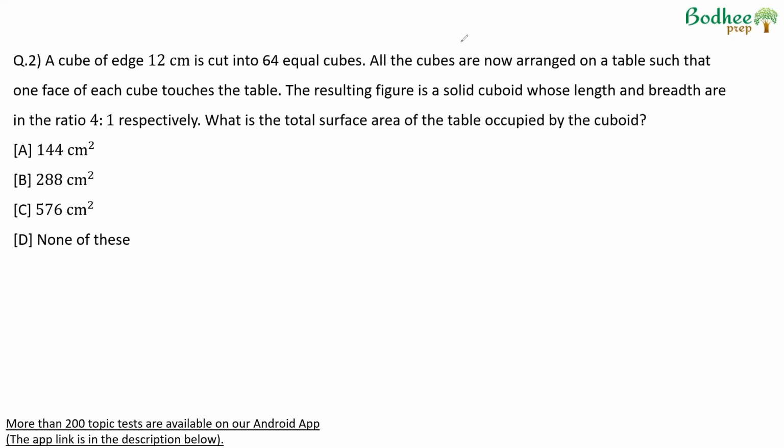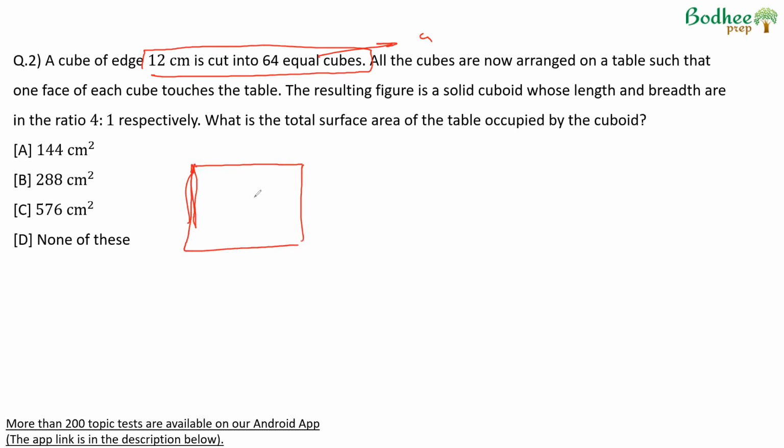A cube of edge 12 centimeters is cut into 64 equal cubes. 64 equal cubes means the cube root of 64 is 4. So the entire cube that had side 12 is cut along the length, breadth, and height 4 times.